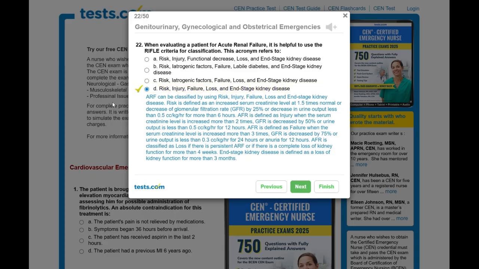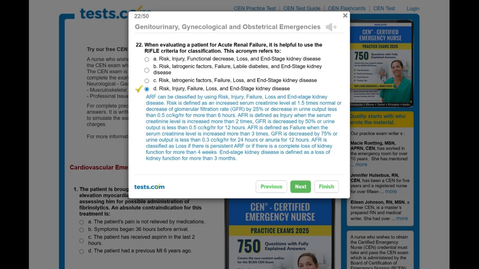D. Risk, injury, failure, loss, and end-stage kidney disease. ARF can be classified by using risk, injury, failure, loss, and end-stage kidney disease. Risk is defined as an increased serum creatinine level at 1.5 times normal or decrease of glomerular filtration rate, GFR, by 25%, or decrease in urine output less than 0.5 cc per kilogram per hour for more than 6 hours.